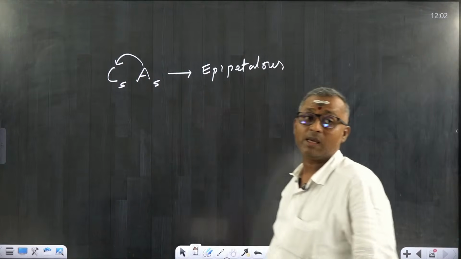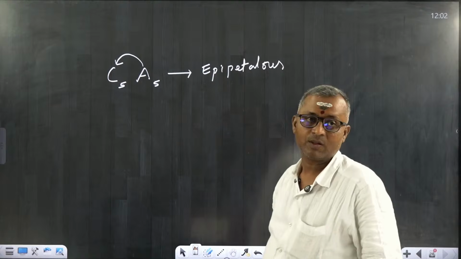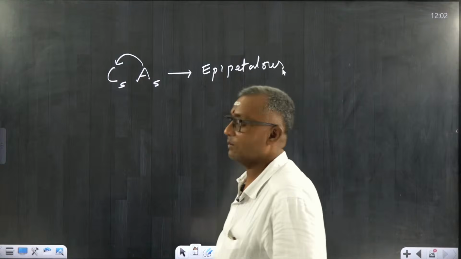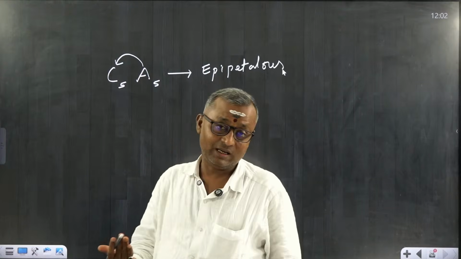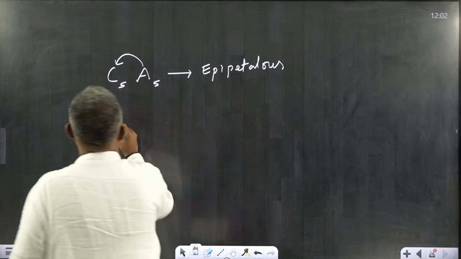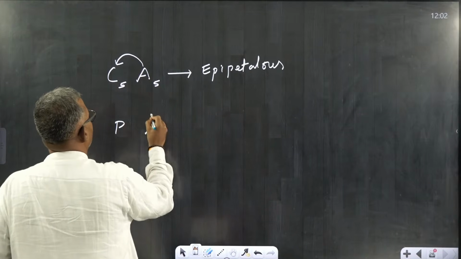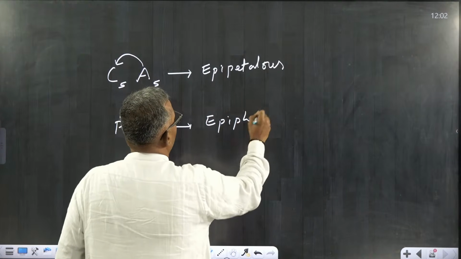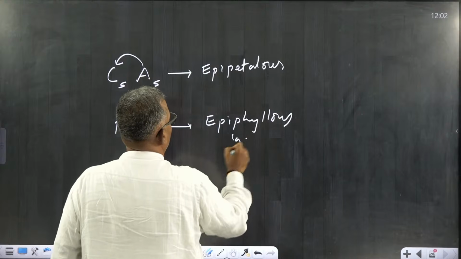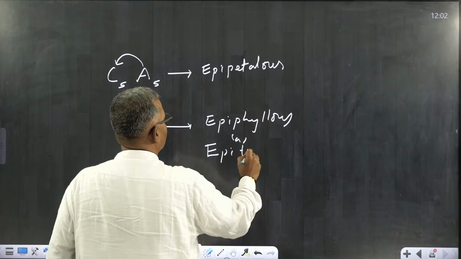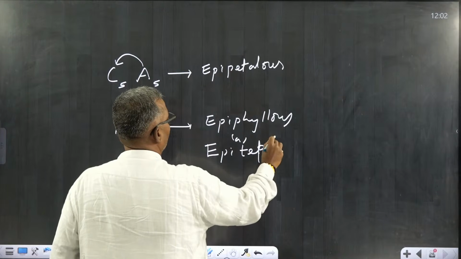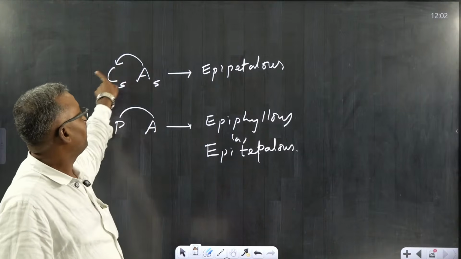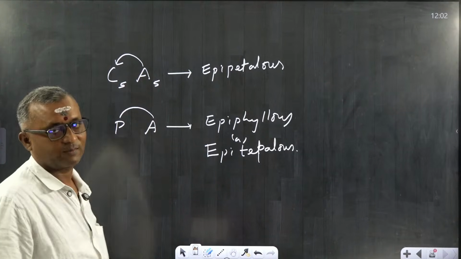What is it called? Epipetalous. So epipetalous is the condition where we will be showing adhesion. For example, if stamens are attached with perianth, then we have to show the symbol like this. Now this is epiphyllous or epitepalous. So this is epipetalous, this is epiphyllous.